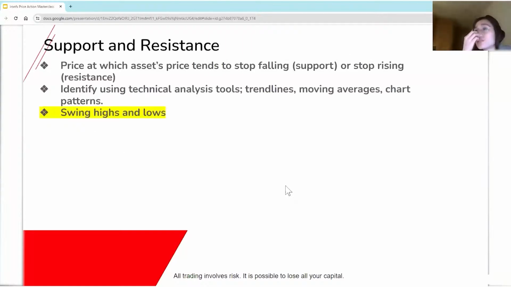Okay, so support and resistance is basically the price at which an asset's price tends to stop falling, which would be your support level, or stop rising, which would be your resistance. So you would identify these levels using technical analysis tools such as your trend lines, moving averages, and chart patterns. And these would be your swing highs or your swing lows.